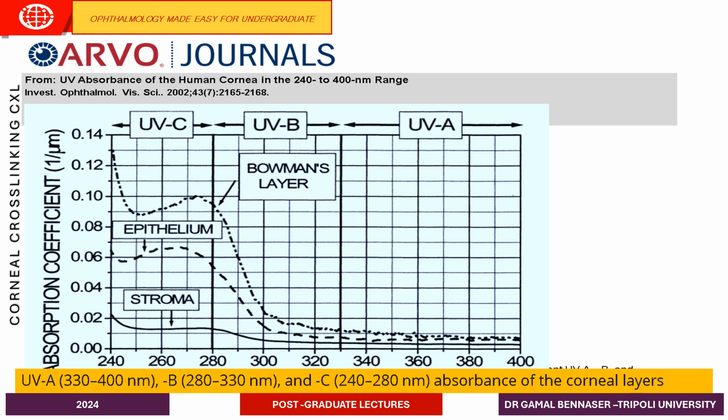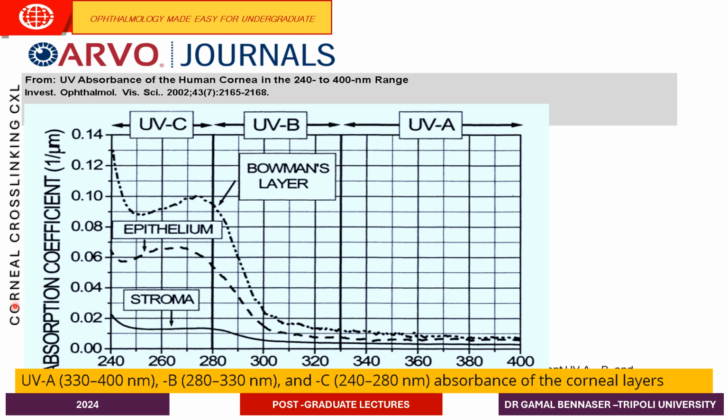As you know, there is ultraviolet A, ultraviolet B, and ultraviolet C. This is the usual range for ultraviolet A between 330 and 400, ultraviolet B 280 to 330, and ultraviolet C 240 to 280. So in this study, they studied the absorption coefficient for the different layers of the cornea, and they wanted to explore the ultraviolet filtering ability of these different layers to determine the participation of each part in the absorption spectrum of the cornea.